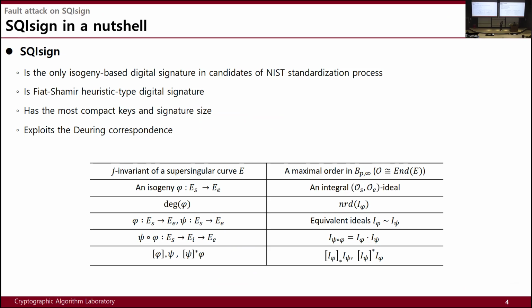And it exploits the Deuring correspondence, which is the categorical equivalence between the world of elliptic curves and the world of quaternion algebras. For example, the j-invariant of a supersingular curve corresponds to a maximal order in the quaternion algebra, and an isogeny corresponds to an integral ideal. From now on, I'll just say ideal for the integral ideal. And the degree corresponds to the norm of the ideal.